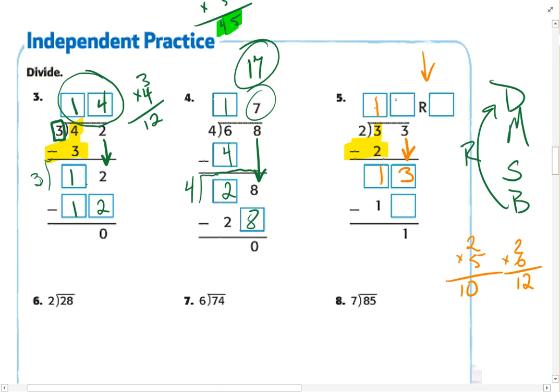2 goes into 13 6 times. 2 times 6 is 12. I subtract 13 minus 12, and I end up with 1. That 1 then becomes my remainder, right? So we would say this as 16 remainder 1 as my answer here.